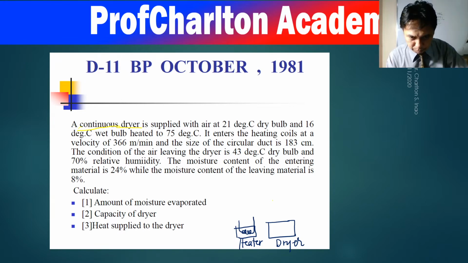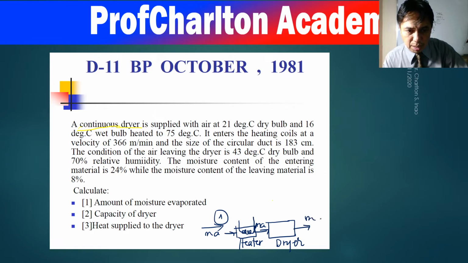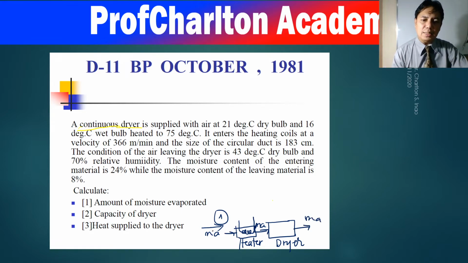Now, before it enters the heater, the air should be available in that portion. So we can call this point one. We can have a mass of air, or the mass of dry air, and here, another air when it goes there. Then here is MA.